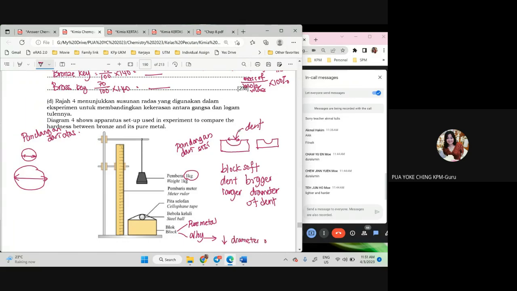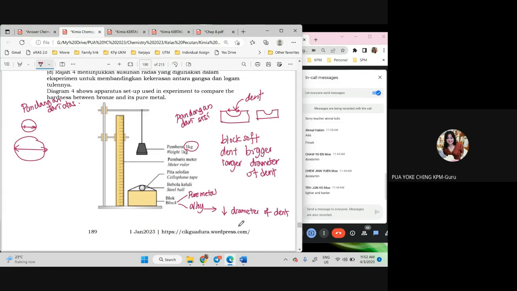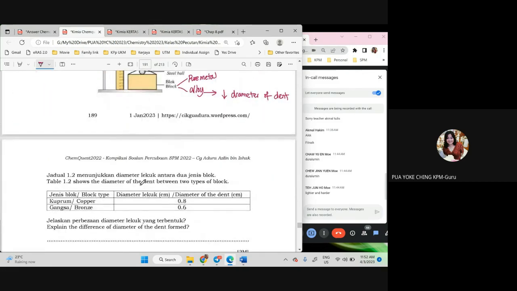Ini kena ingat. Jangan terbalik. We have a lot of students yang terbalik the concept. Okay? Dia ingat kalau alloy, dent tu kena besar. Okay, kena ingat, dent ni adalah apa yang diperbuat oleh bola tersebut. So, dia sepatutnya kena diameter yang kecil. So, tengok, gangsa 0.6, copper 0.8. So, diameter dia kecil.